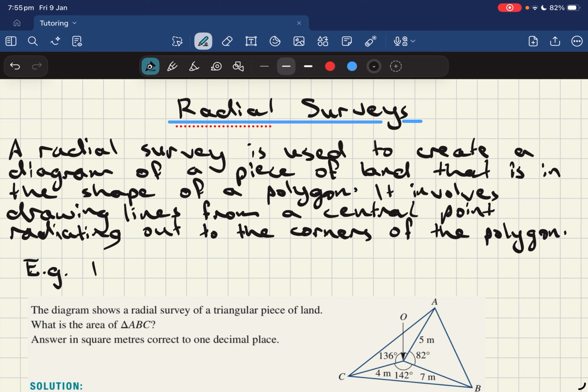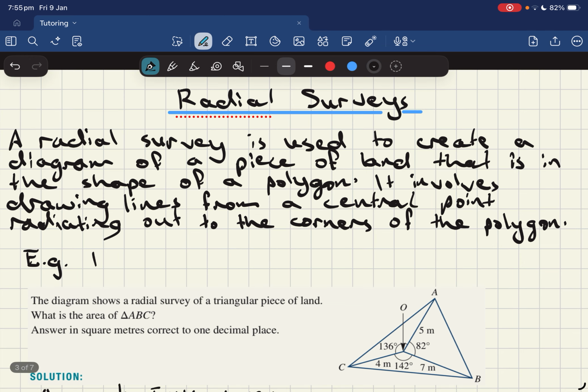Now, with all polygons, we know we can break it up into smaller triangles. So what we're essentially going to be doing, a radial survey is going to be like a bird's eye view, for example, of a block of land. And we are looking at calculating areas and perimeters of this land using what we know from non-right angle trigonometry.